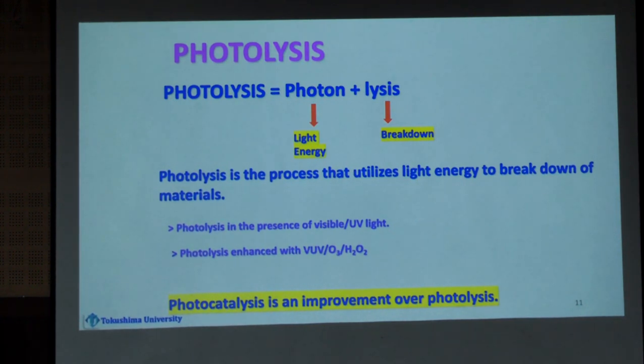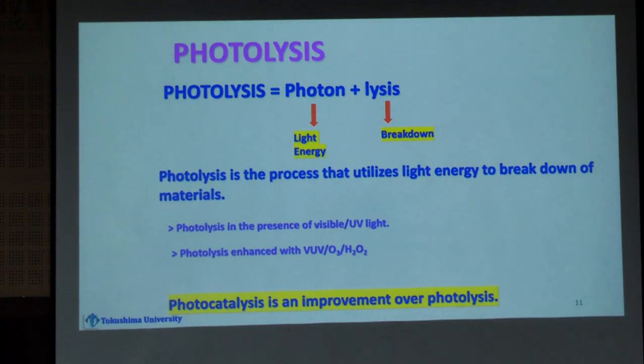The term photocatalysis comes from photolysis. What is photo? Photo means photon, which means light energy, some kind of light, artificial light or natural light. So we took the photo, and lysis means break down. You break down something, like electrolysis, where electricity is used to break down the material. In photolysis, you use a photon, light, to break down the material.